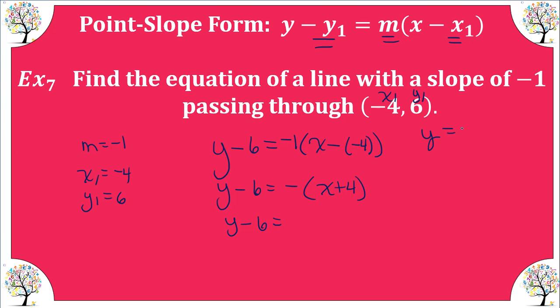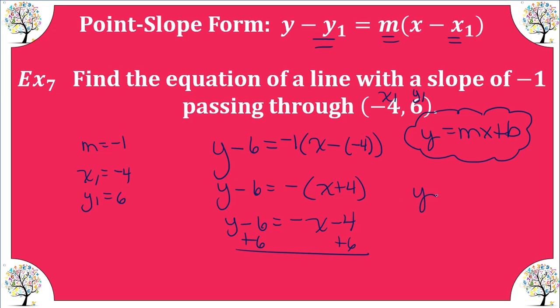Now let me remind us of slope-intercept form. This is the goal here. So I'm going to distribute this -1. Now I just need to get the -6 off of the left side, so we're going to add 6. And I have y equals -1x plus 2. So my slope, as we knew, is -1, and my y-intercept is 0, 2.